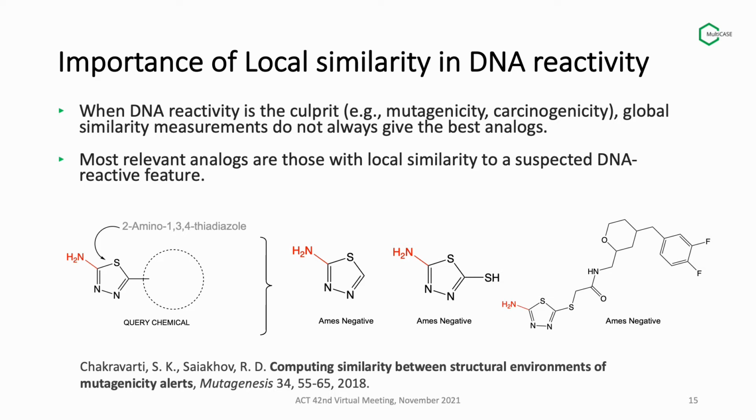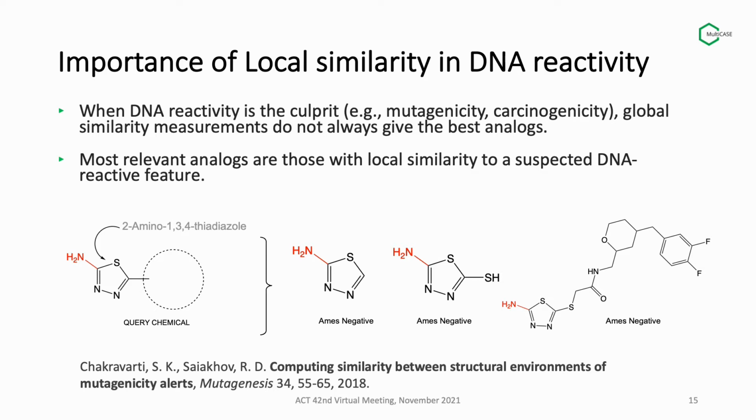the query chemical is an aromatic amine, but the amine is attached to a thiadiazole ring. So if we find a few analogs that contain the same ring, disregarding the rest of the chemical structure, we are getting Ames negative analogs.